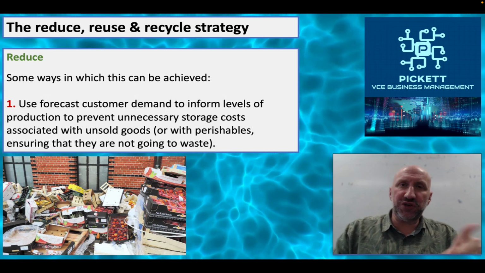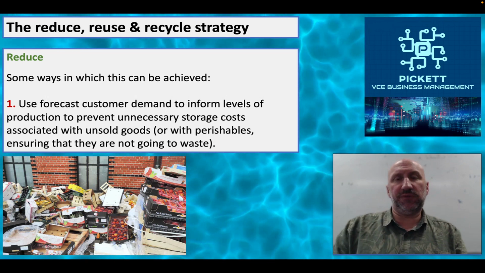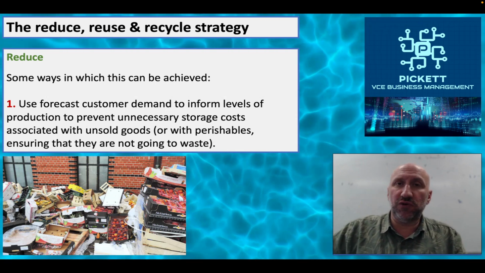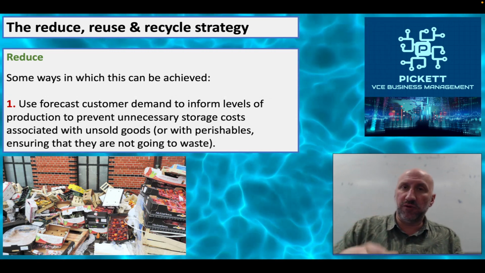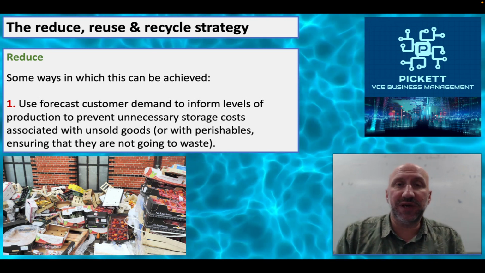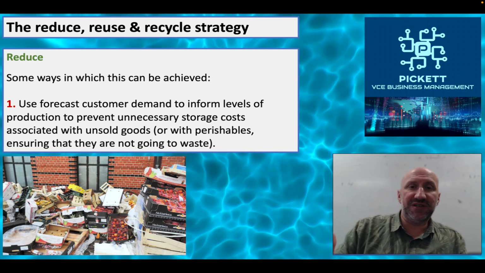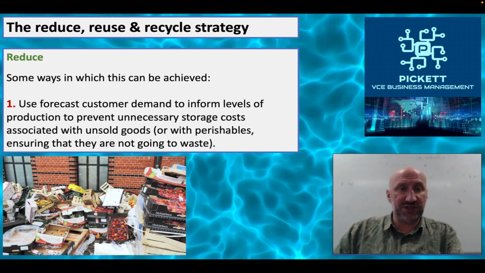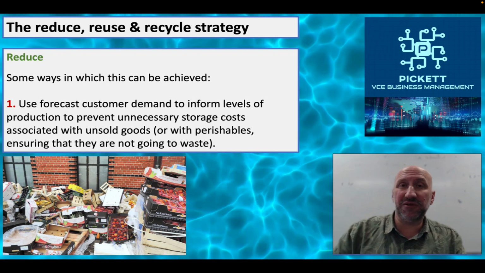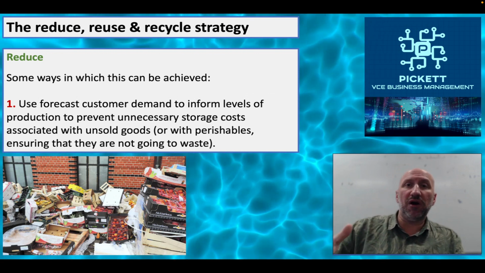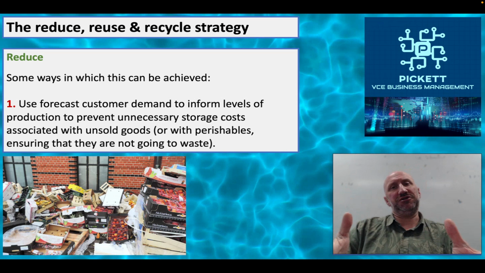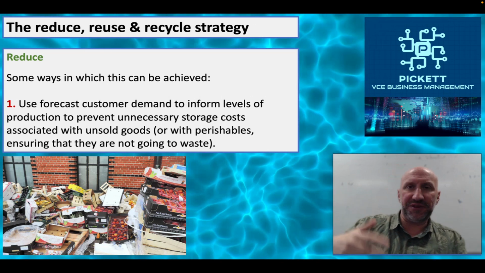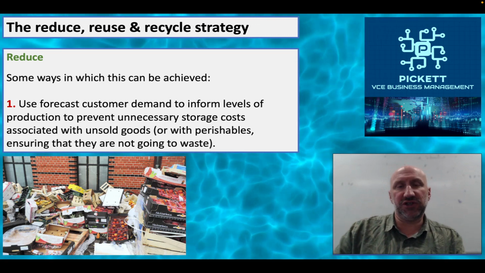Some ways in which you can actually do that, so just some strategies you can put in place to achieve this reduction. First off, using forecast customer demand to inform the level of production you need to be doing at any one time. So that prevents unnecessary storage costs with storing unsold goods. Or again, going back to the idea of perishables, making sure that you're not overproducing, so that you're not producing so much at any one time that it's not then being sold, and then those perishables go to waste before you have a chance to sell them.